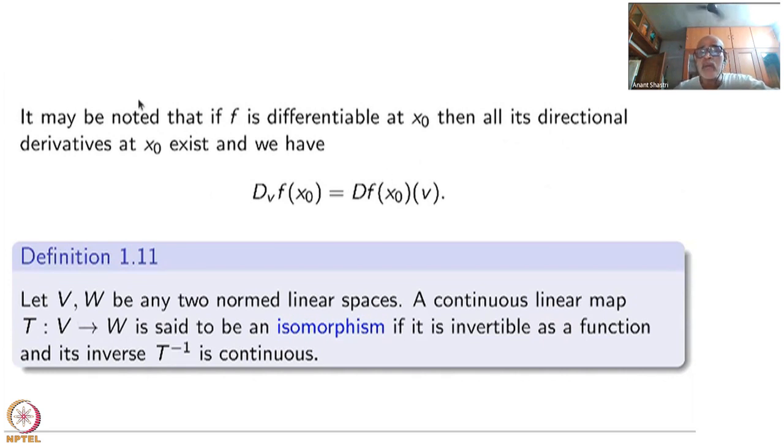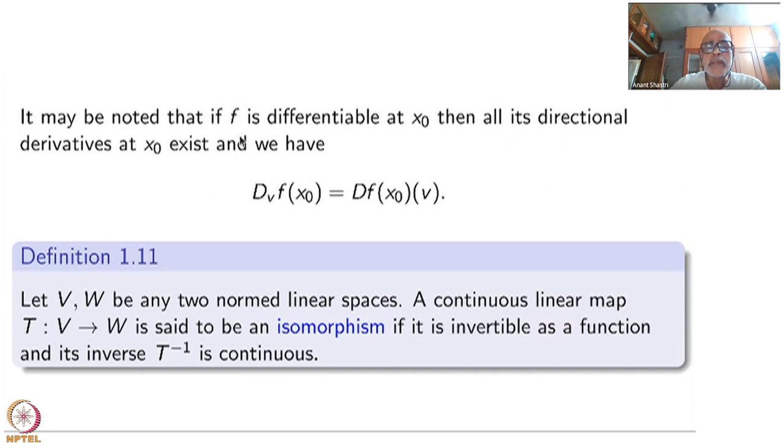In one variable calculus, you are just a real number. But if you think carefully, a real number actually represents a linear map from R to R, namely multiplication by that number. So there is no difference at all.